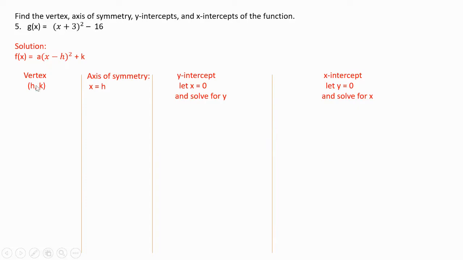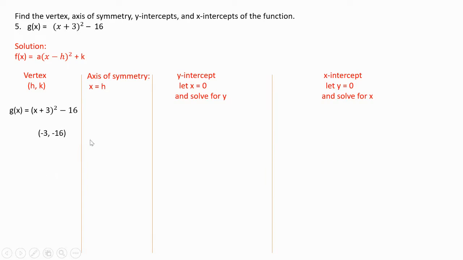Because on this one, the vertex you can actually see. The vertex is going to be the 3 and the negative 16. But it's always the opposite for the h here, right? So my h will be negative 3, and my k will be negative 16. Again, from the x plus 3 squared, it's always the opposite of what's here. The opposite of 3 will be negative 3. So that's the vertex because this is the formula, and the k stays how it is, so it'll be negative 16. So this is my vertex.